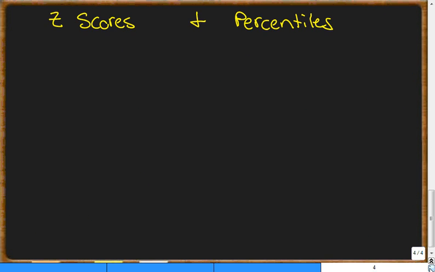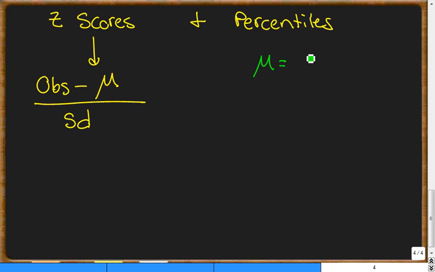Now, the last thing we're going to talk about are z-scores and percentiles. What a z-score is going to be is our observation minus our mean divided by whatever our standard deviation is. Okay, that's what a z-score is going to be. So, for example, let's say that the average age of an American is 45 years old.